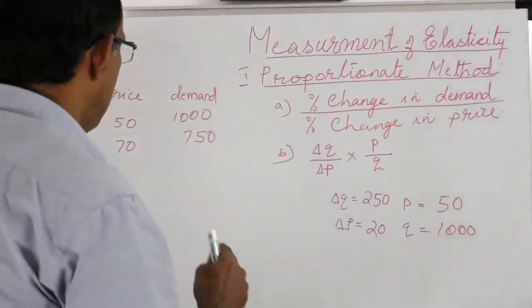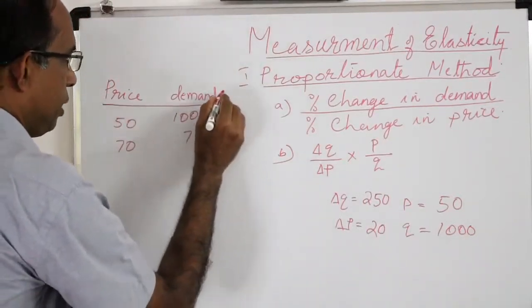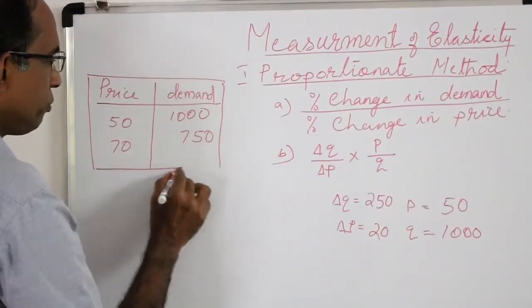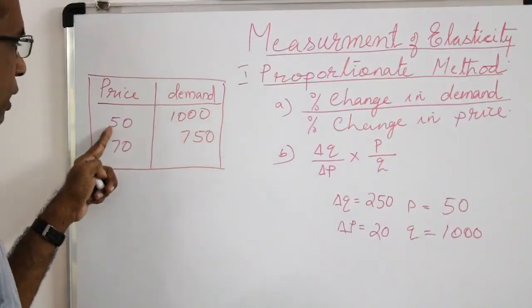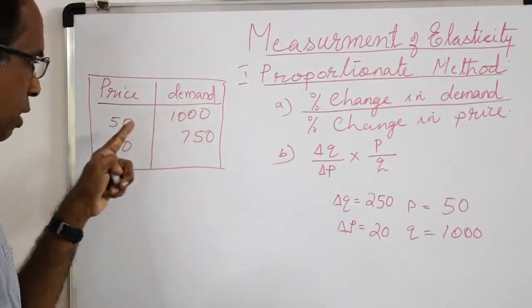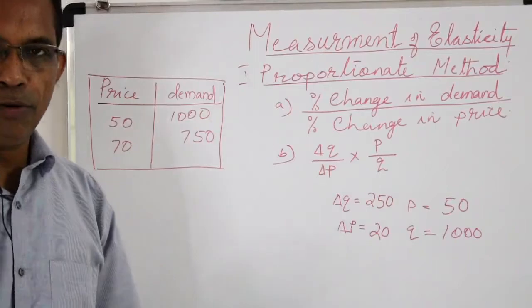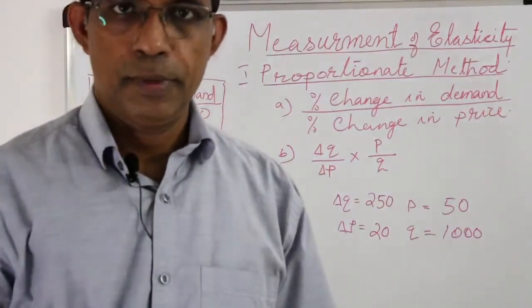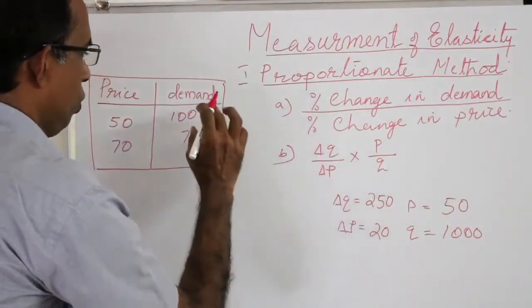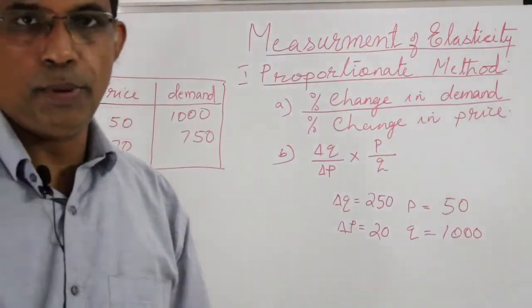Suppose the demand schedule of a commodity is given. Price and demand, or it is called the demand schedule. The price of a commodity is 50 and the demand of commodity is 1000. When price increases to 70, demand decreases to 750. Calculate elasticity. First we have to calculate delta Q. What is delta Q? Change in quantity demanded due to change in price.